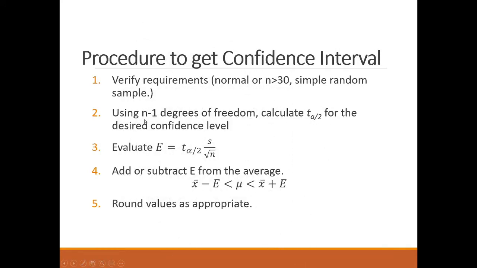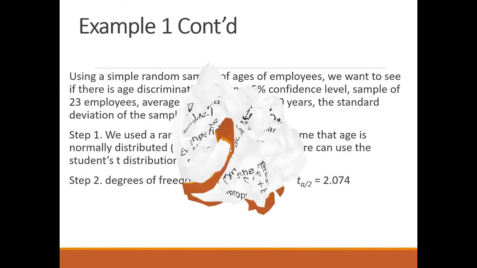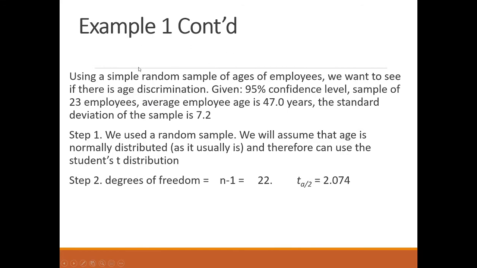So this is just a list of steps here in case you want to review those. Again, I'm not going to spend too much time on it because it's very similar to the last one, except we just use the t-score instead. So let's go ahead and do an example here. Same idea. We have a 95% confidence level. We have 23 employees that we're sampling. The average age is said to be 47 years. The standard deviation is 7.2. We want to figure out if there's age discrimination among employment.